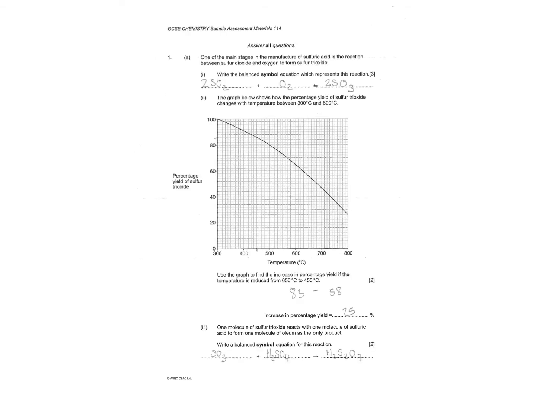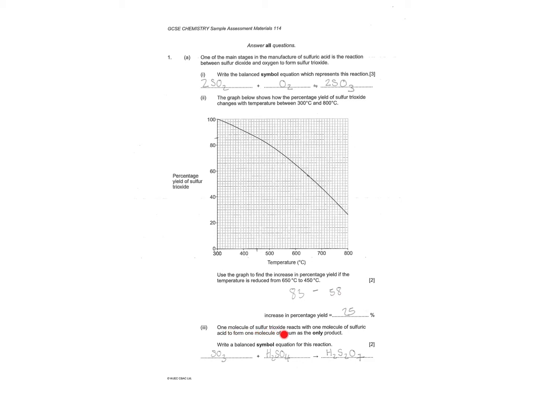This is the higher sample assessment material for the chemistry exam. So this question's quite nice and easy. They tell you that sulfur dioxide plus oxygen makes sulfur trioxide, so you've got 2 marks for just writing SO2, sulfur dioxide, plus O2 gives you sulfur trioxide. Putting 2's in front was a little bit harder. Then to find the percentage increase in yield, 83 take away 58 would have given you 25.